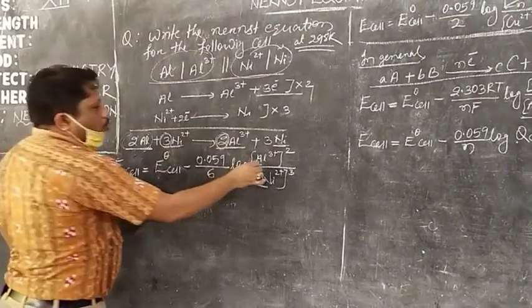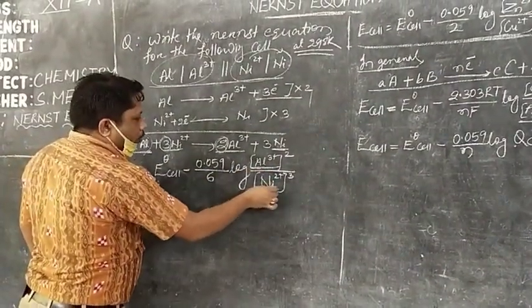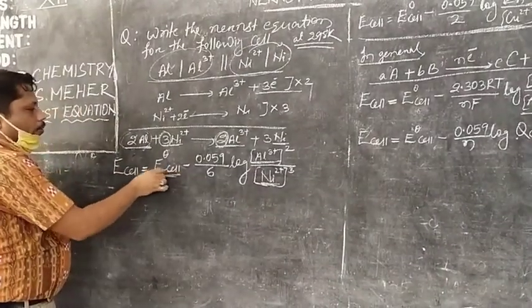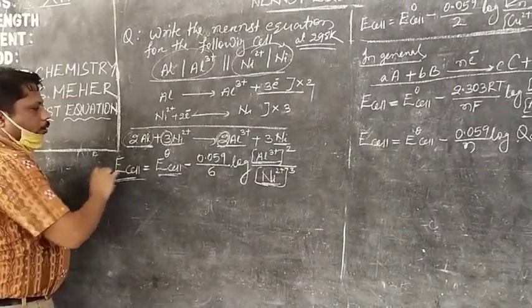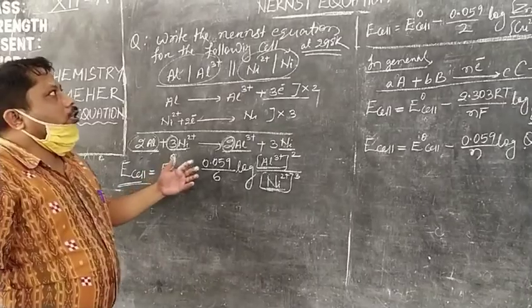So now if the values of these concentrations and the E naught cell are given, we can find the cell potential. This is all about your Nernst equation.